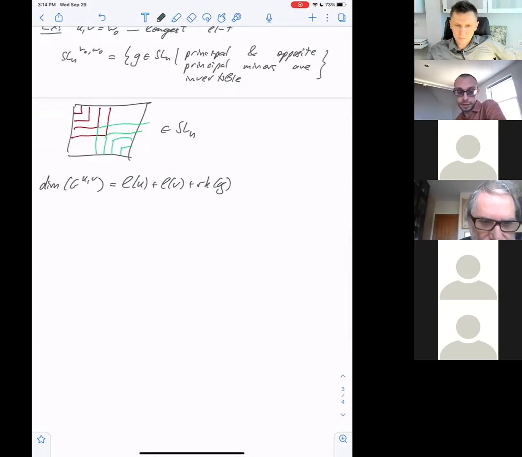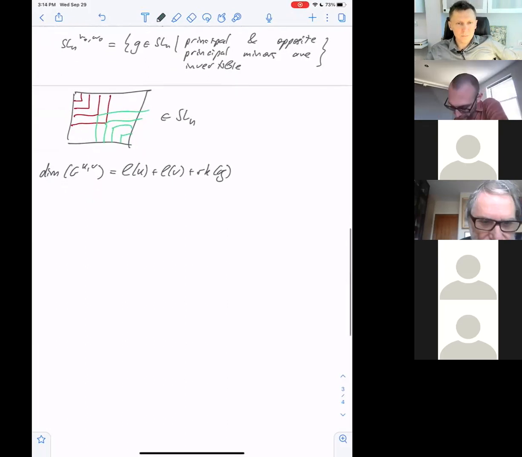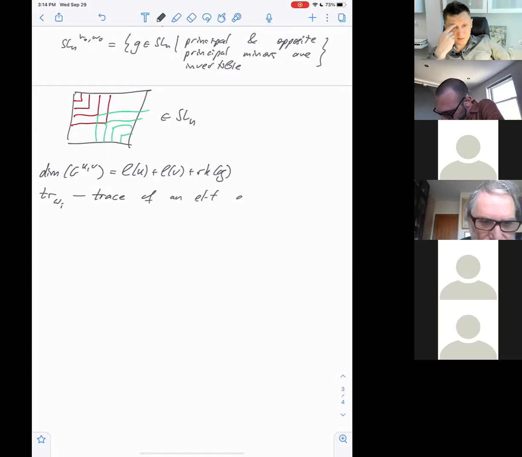We also have functions in involution, and those will be, I just need to take the trace in the i-th fundamental representation. I will denote it this way: trace subscript omega_i. This is the trace of an element g in G in the i-th fundamental representation. So this is a function on our group.